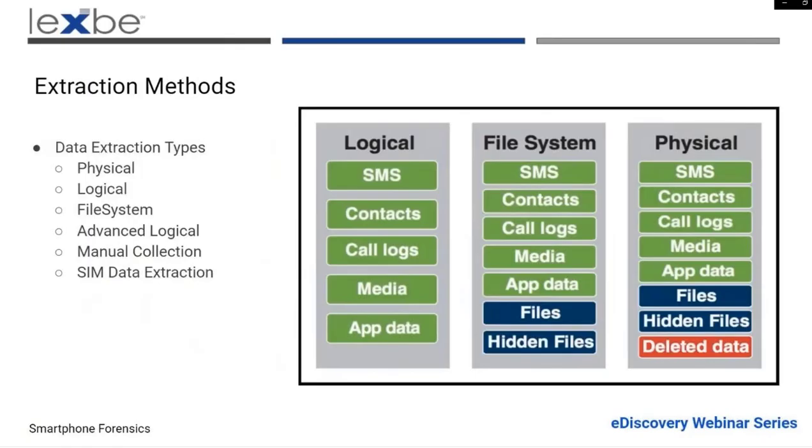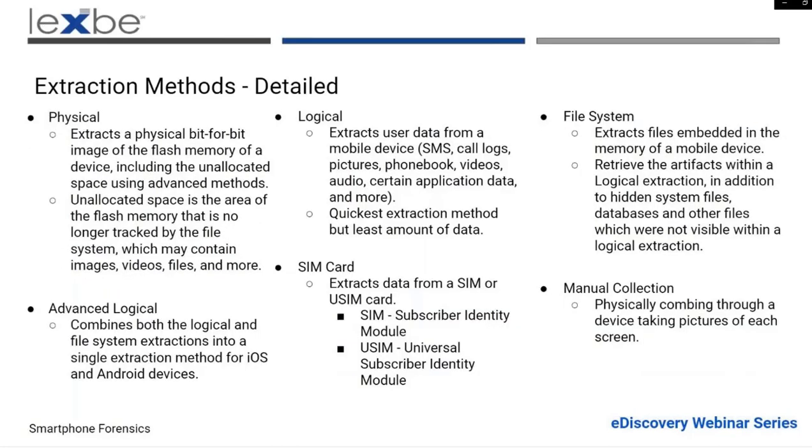There are a few different preservation or extraction methods, including physical, logical, file system, and SIM card. Here we can see a few examples of the differences between the main three methods. Physical extraction is the number one best kind. This is a bit-for-bit preservation of a mobile device, which includes the unallocated or unused space of the phone.